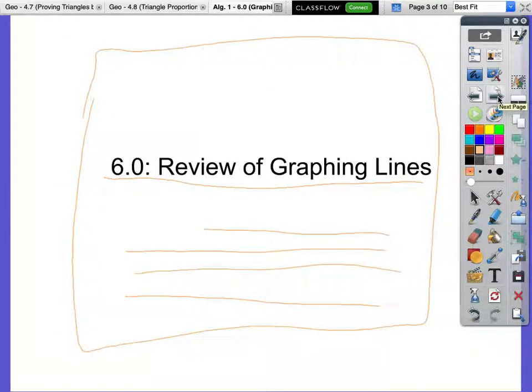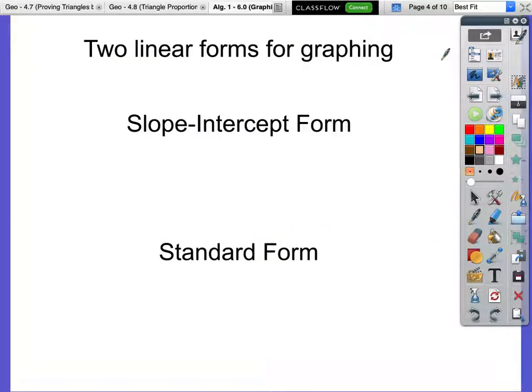Okay, so 6.0, review graphing lines. We have two main linear forms for graphing. We have three linear forms total, but two that we use for graphing. The first one, slope-intercept form.